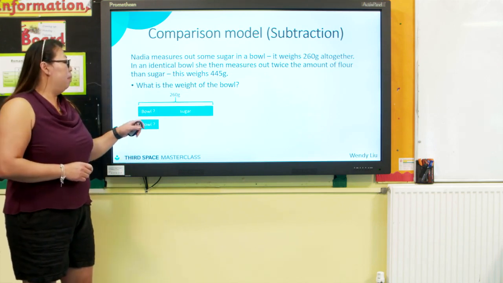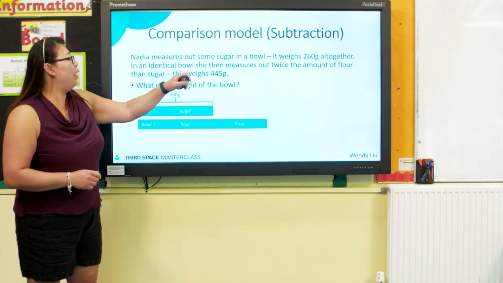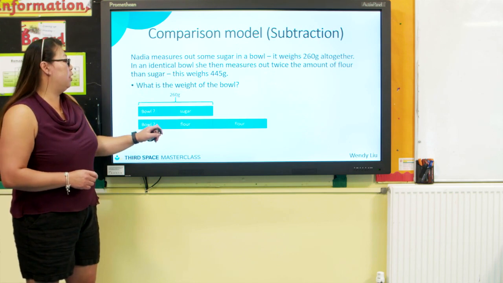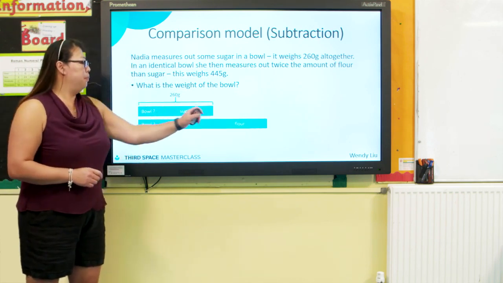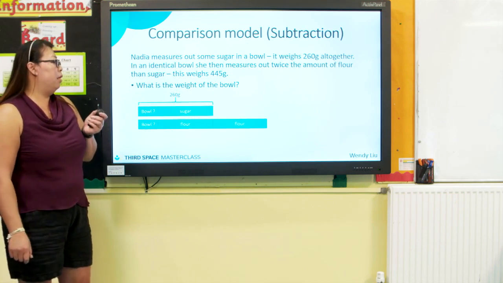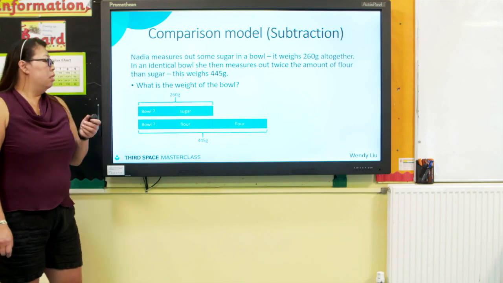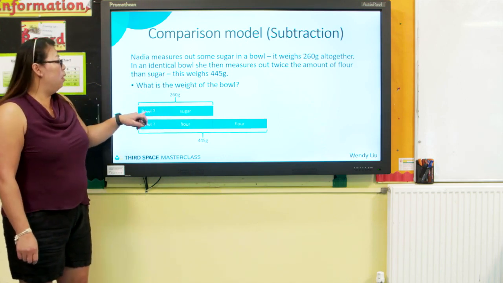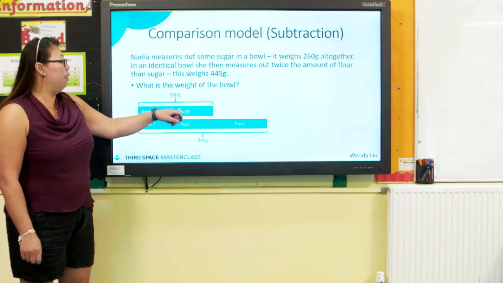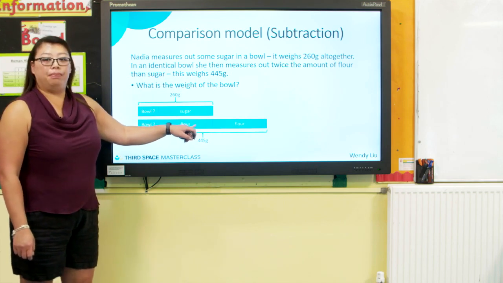So if I put the bowl first, and then we know that there's twice the amount of flour than there is sugar. So there's your flour, which is twice the amount of the sugar. Okay, and now we know that this weight is 445 grams. So from here, you can easily see that the bowl and the sugar, one part of sugar, is the same weight as the bowl and one part of flour.